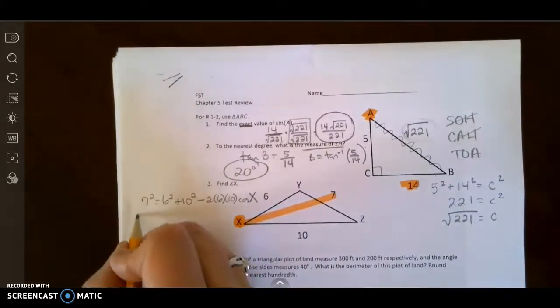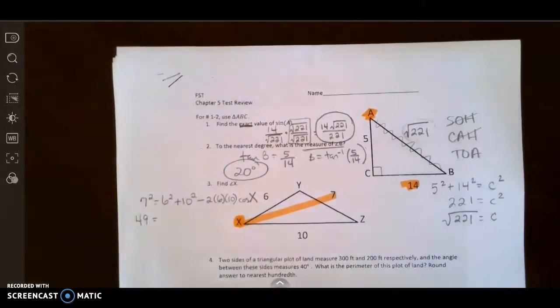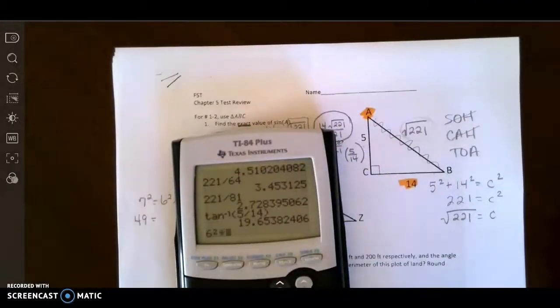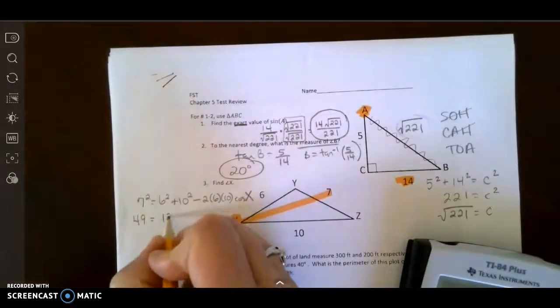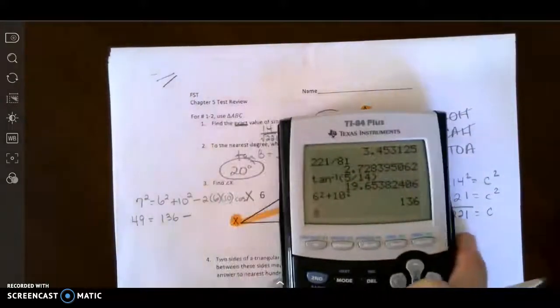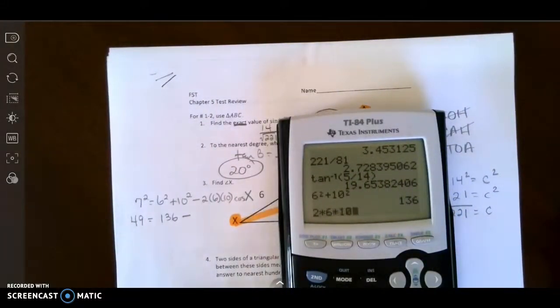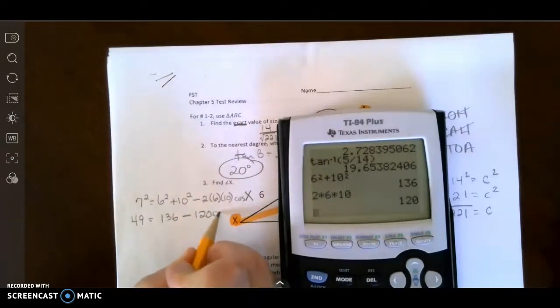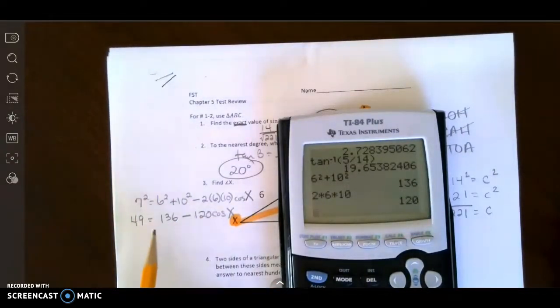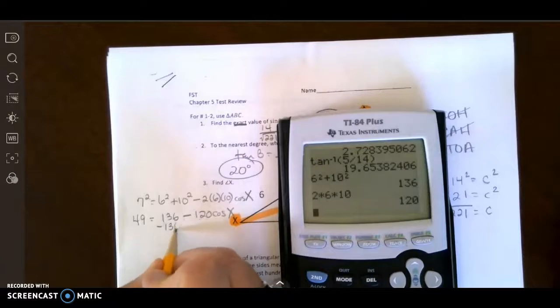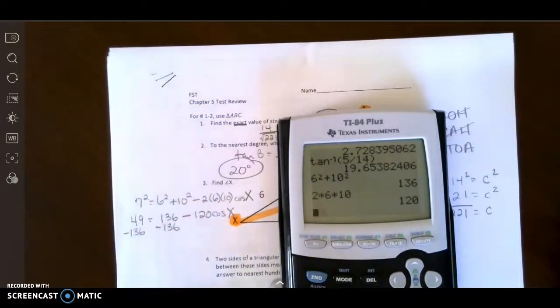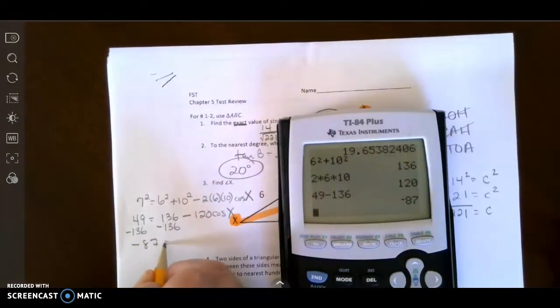I'm going to use my calculator. I get 49 here, and 6 squared plus 10 squared gives me 136, minus 2 times 6 times 10, 120 cosine of x. Remember, I cannot combine these because this is attached to the cosine of x. So I subtract 136 from each side, and I get negative 87 equals negative 120 cosine of x.